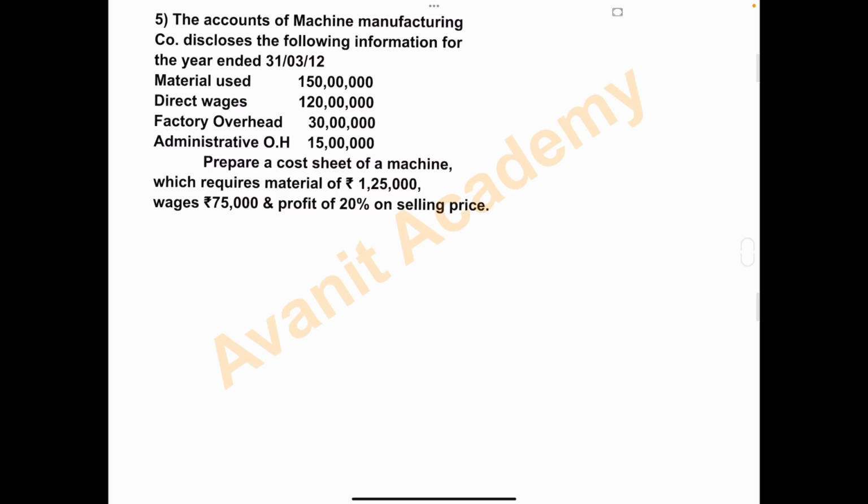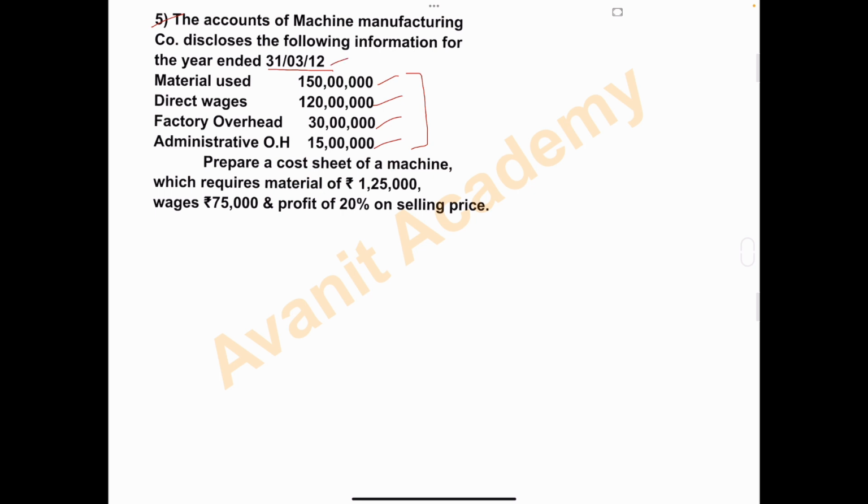Let's start problem number 5. The accounts of a machine manufacturing company disclose the following information for the year ending 31st March 2012. Material used is 150 lakh, direct wages 120 lakhs, factory overhead is 30 lakhs, and administrative overhead is 15 lakhs. So by taking all this information, we have to prepare a cost sheet for the year ended 31st March 2012.